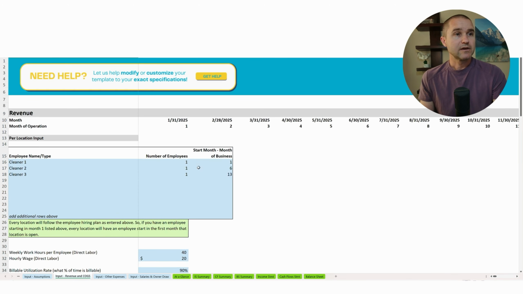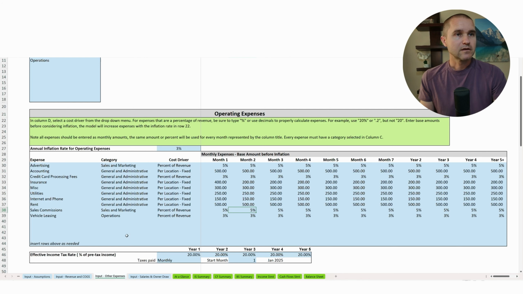Now, one thing to point out, when you have multiple locations, this is just going to follow that same pattern. So when you open the second location in month 13, it's going to assume in month 13 you hire one cleaner, and then you hire another cleaner 6 months later, right? So that's how that is expected to follow that same pattern with each new location. This we've really already talked about. You can set per location expenses.